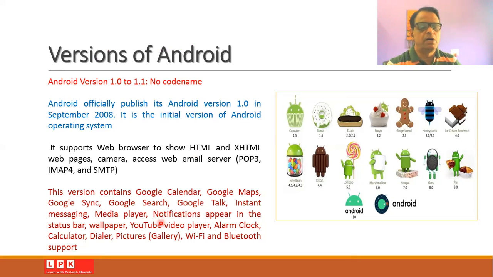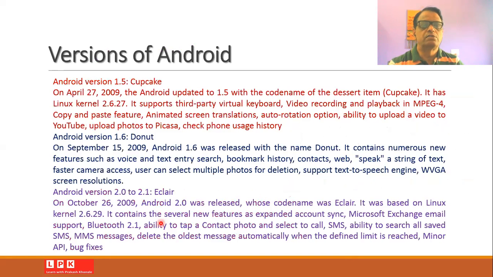Notifications appear in the status bar. So YouTube video player, alarm clock, calculator, diaries, Wi-Fi and Bluetooth support was being provided in these versions.